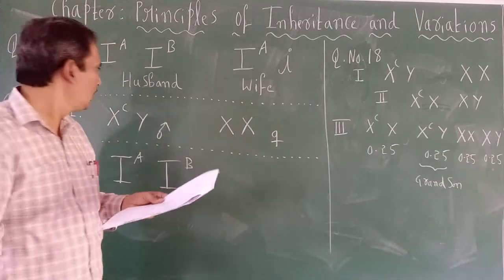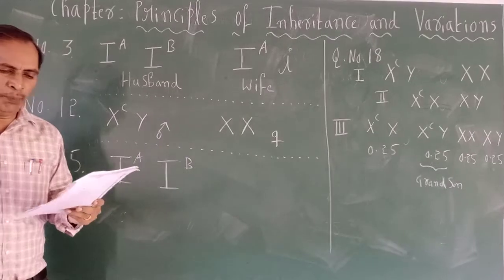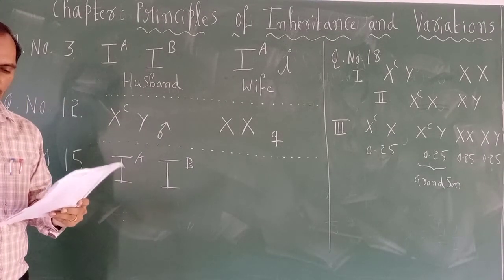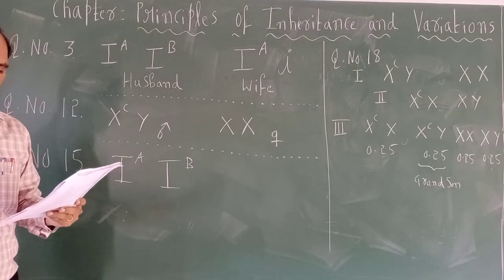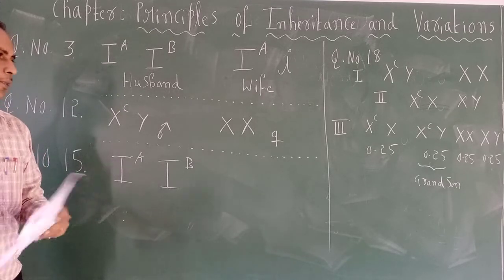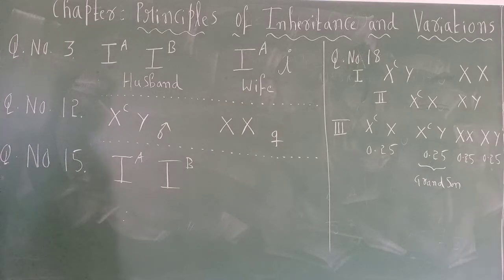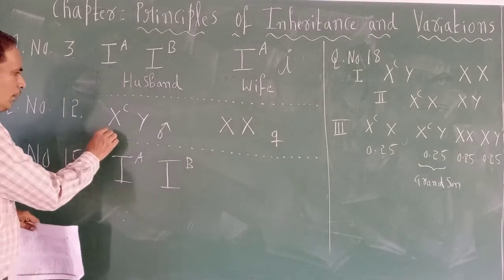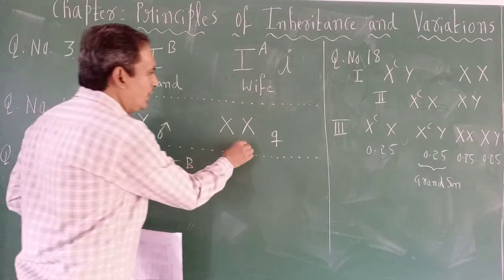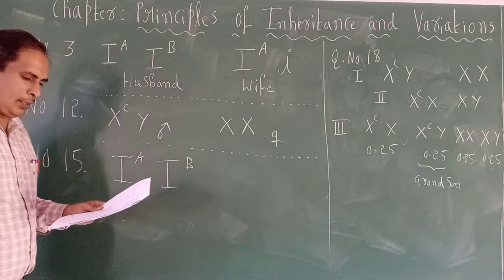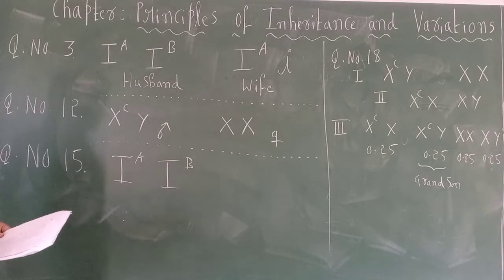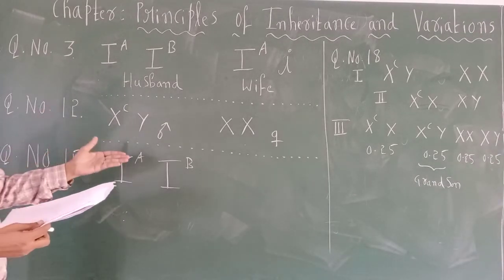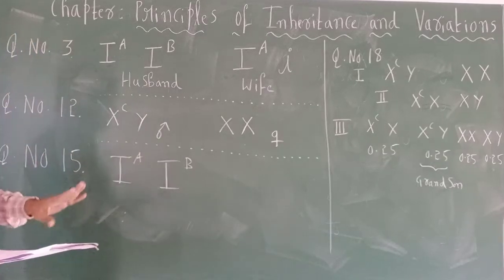Right. Let us move to the 12th question. If a colorblind man marries a woman who is homozygous for normal color vision, the probability of their son being colorblind is, okay, look at the board. The man is colorblind, the woman is normal. Then what is the question? What is the probability of their son being colorblind?